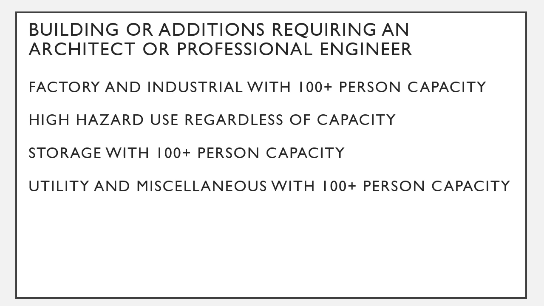This slide presents instances which require either an architect or professional engineer provide services. That would include factory and industrial with 100+ person capacity, high hazard use regardless of capacity, storage with a 100+ person capacity, utility and miscellaneous with 100+ person capacity. However, we should all still be mindful of the code of professional conduct and practice within our areas of expertise.